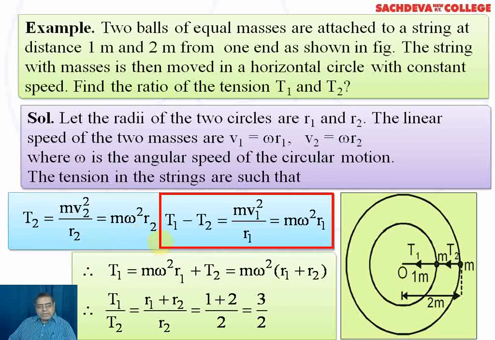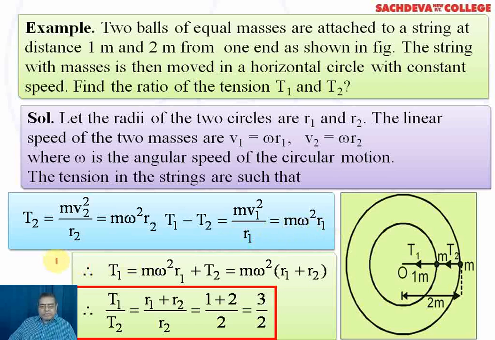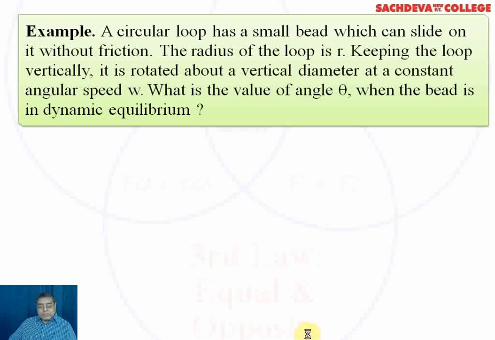Now if we take the difference of T1 and T2, we put the values of T1 and T2 and simplify the result, that is m omega square R1. So T1 is equal to m omega square R1 added to T2, and we get the calculated result. From that we get the value of T1 over T2, that is R1 plus R2 over R2, and that is equal to 3 by 2 by computing the values.